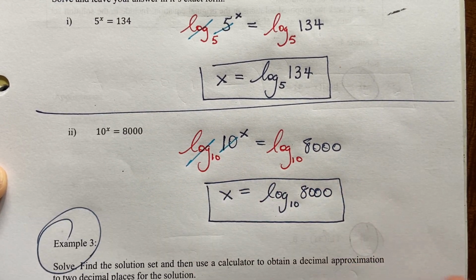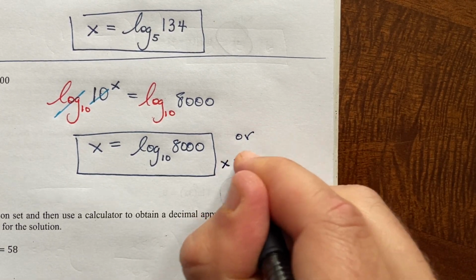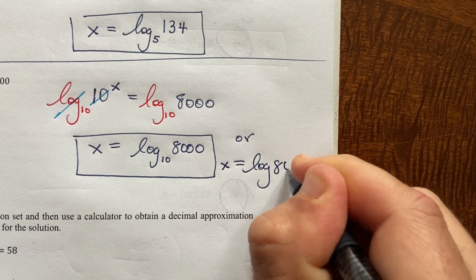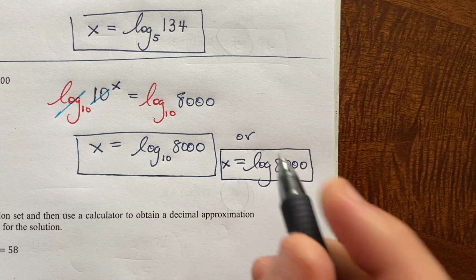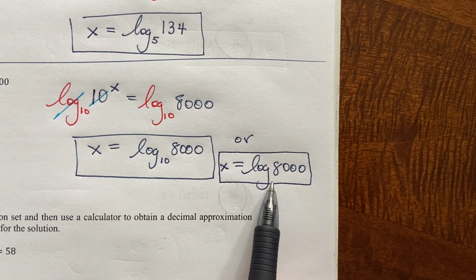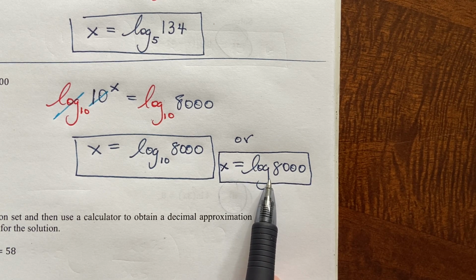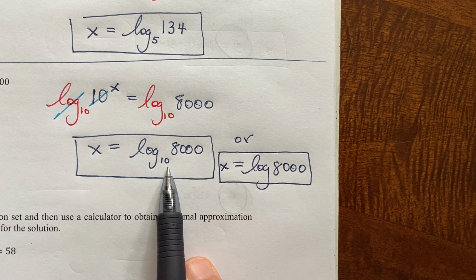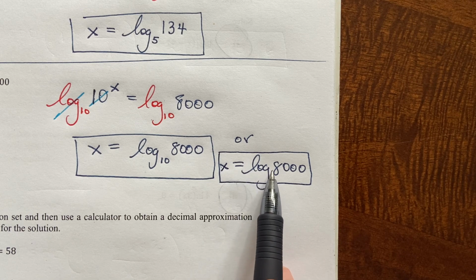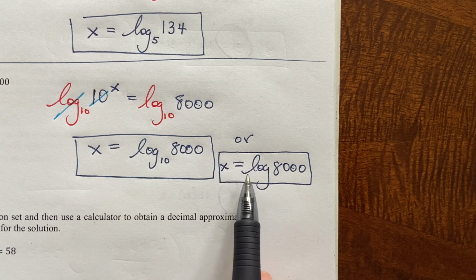And it turns out that that's completely the same as, so you could write this as x equals log of 8,000. So if you don't write the base and it says log and the base is not written, then that's assumed to be base 10. Okay, base 10 comes up so often that we have this common logarithm. So these are both exactly the same.